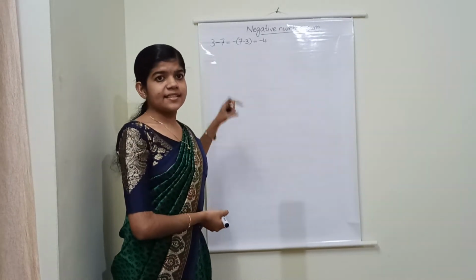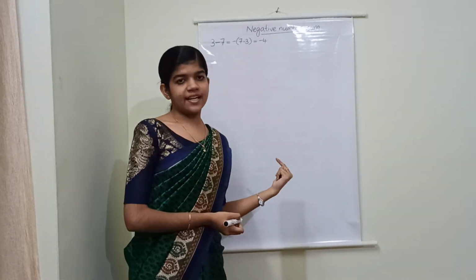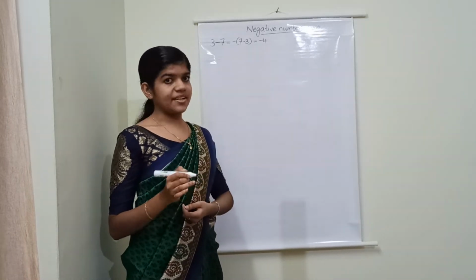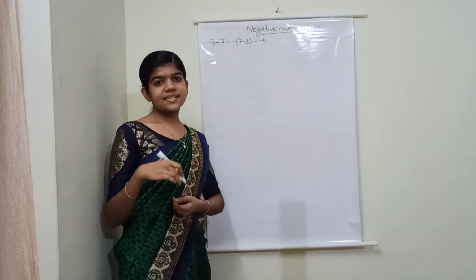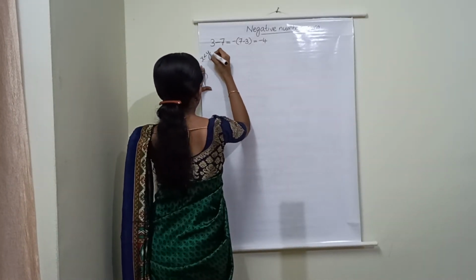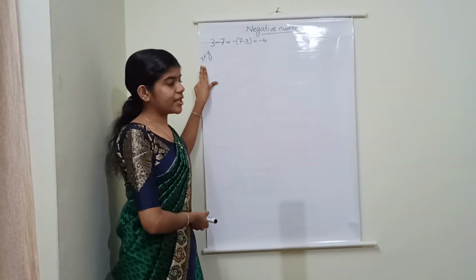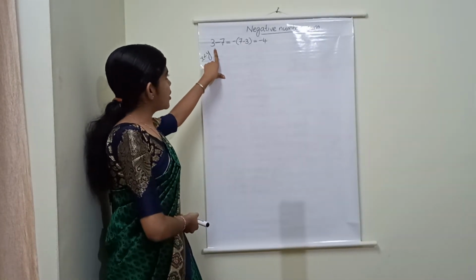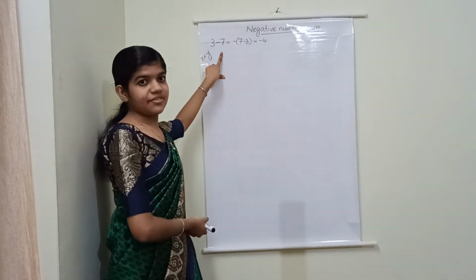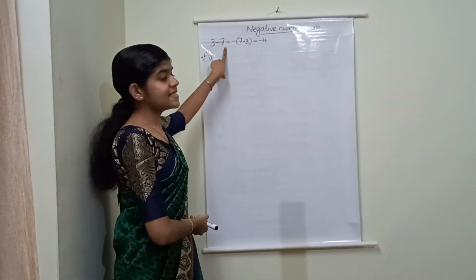How can we write this in algebra? For that, take the numbers as x and y, with x less than y. That is, y is greater and x is smaller. Here 3 is smaller and 7 is greater. Then what is x minus y? Here in place of x put 3 and in place of y put 7.